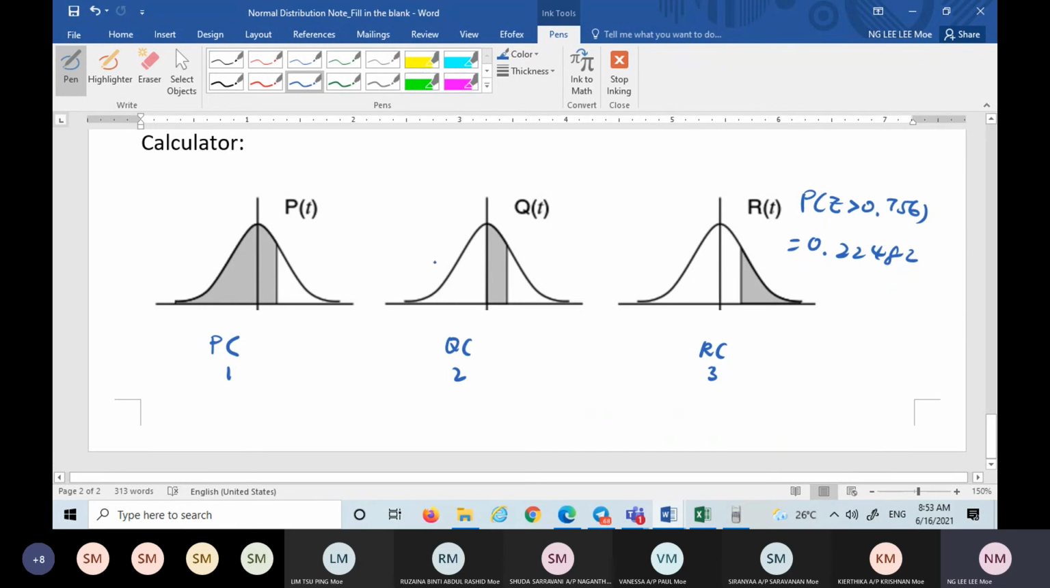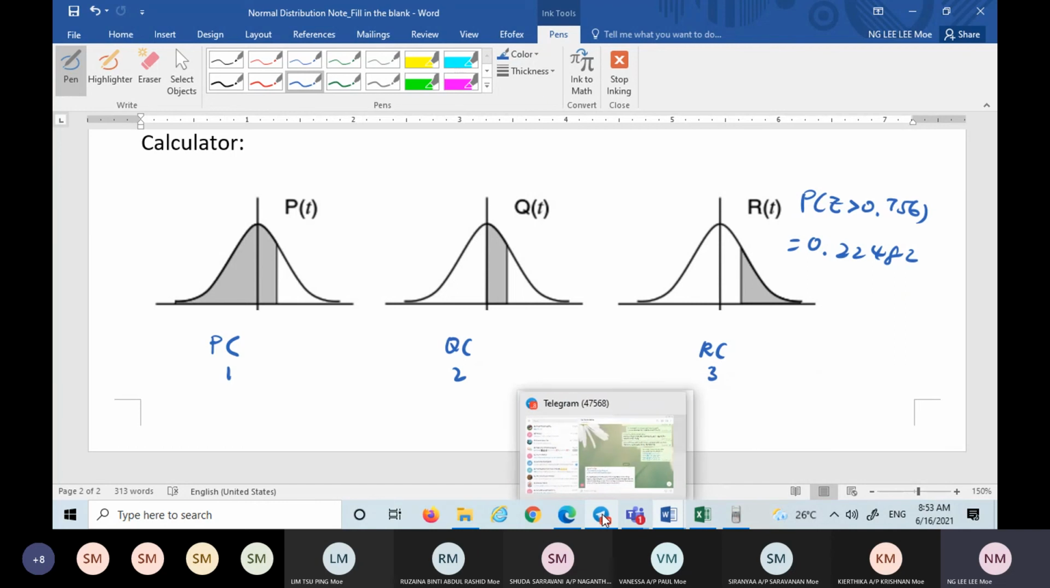The P actually is a left tail, and the Q is in between the 0 to the right hand side. So you can try, one using the table and one using a calculator. The value may be a little bit different, but it will be very close. Okay, I think that's all.